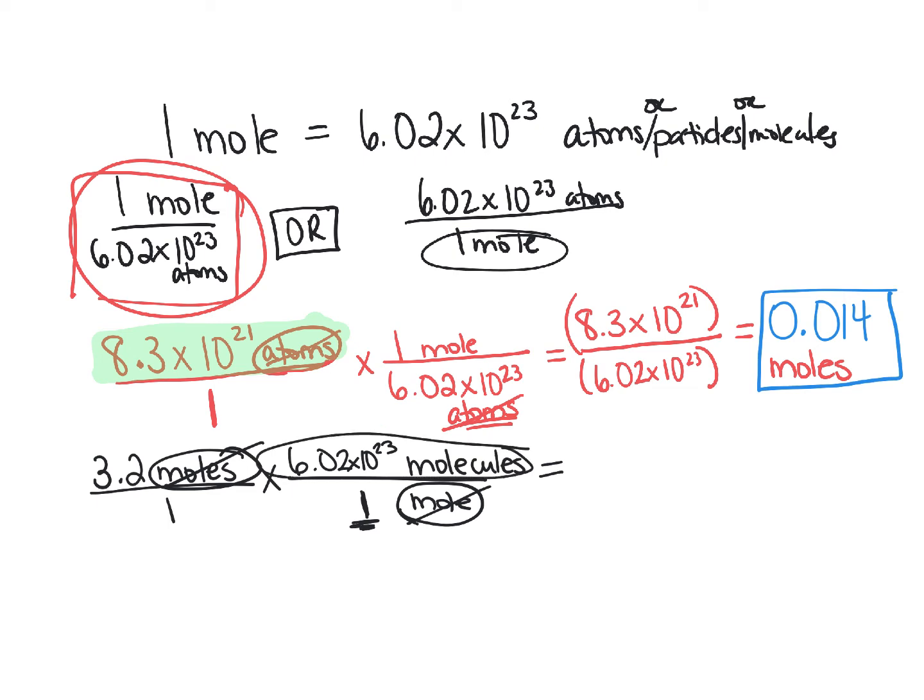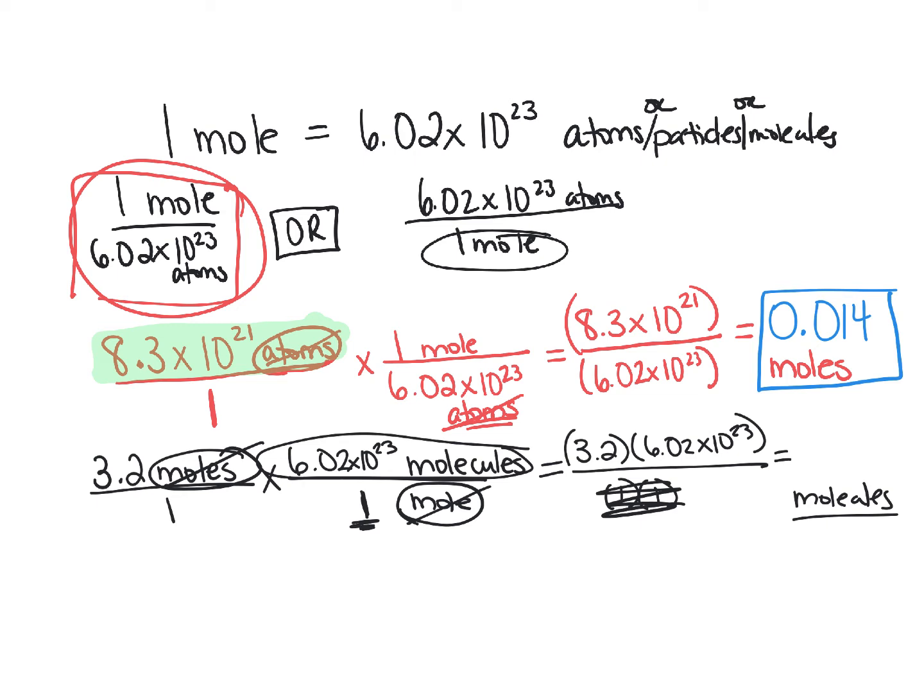So again, when you've got two fractions and you multiply across, you've got 3.2 times 6.02 times 10 to the 23rd. And then on the bottom, you just have 1 times 1. Well, any number divided by 1 is simply itself, so we can just pretty much ignore that. And we put into our calculator 3.2 times 6.02 times 10 to the 23rd power, and we'll get our answer in molecules. So you should get 1.93 times 10 to the 24th molecules for that. So that's the conversion factor method.